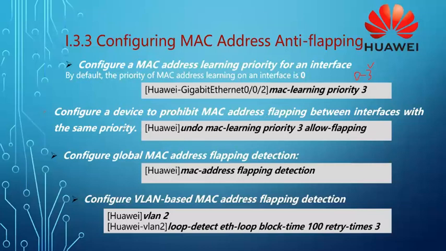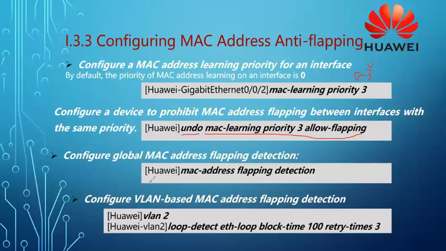And the second one, we can prohibit MAC address flapping between interfaces with the same priority, because if we have two or more ports with the same priority, we can prohibit flapping between these ports by entering the undo mac-address learning priority 3 allow-flapping command. This command will prohibit MAC address flapping if two ports have the same priority.